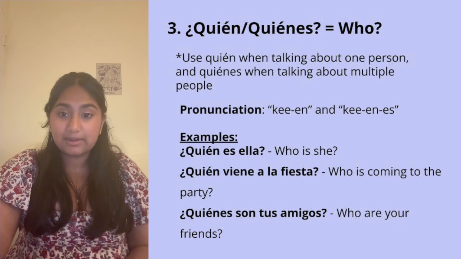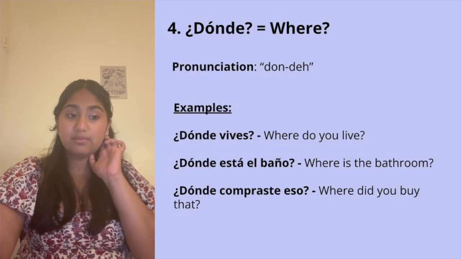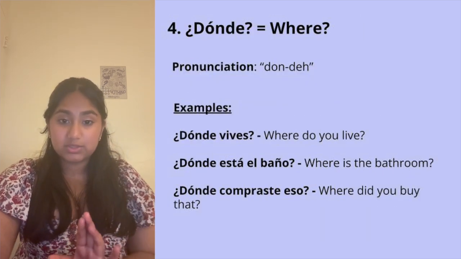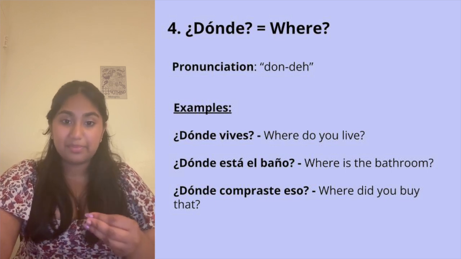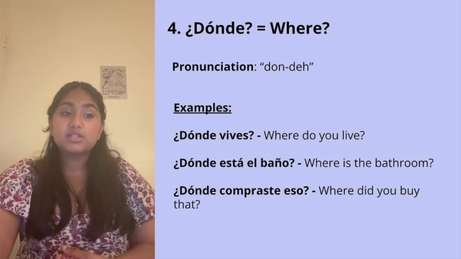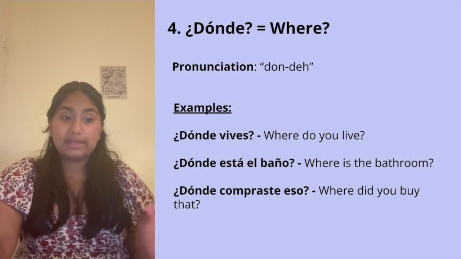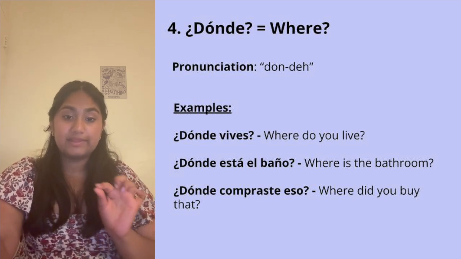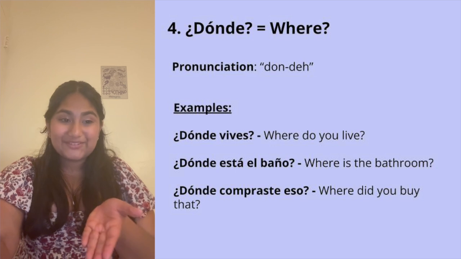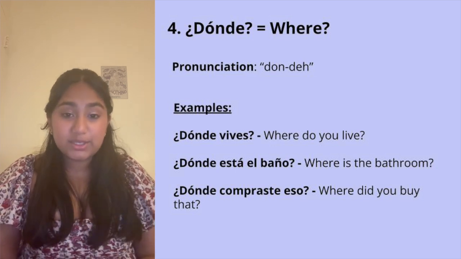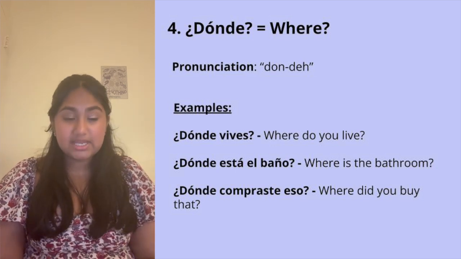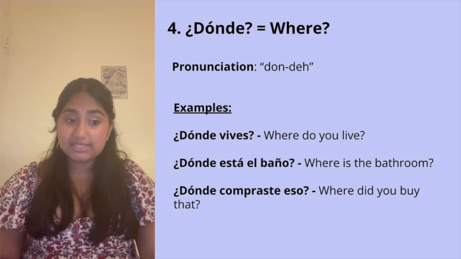So, awesome. Now, let's move on to the next one, which is going to be ¿dónde?, which means where. As I said, pronunciation is ¿dónde? So repeat after me, ¿dónde? Perfect. So ¿dónde? is going to be used in location questions. This is going to be your go-to for when you're asking where something is.